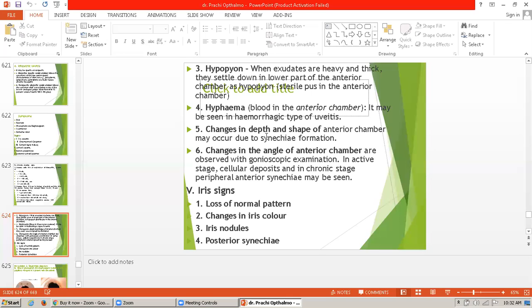Then changes in the depth and shape of the anterior chamber may occur due to synechiae formation. Sixth is changes in the angle of the anterior chamber, which are observed with gonioscopic examination. In the active stage, cellular deposits, and in the chronic stage, peripheral anterior synechiae may be seen. On the iris side, there is loss of normal pattern, changes in iris color, iris nodules and posterior synechiae.